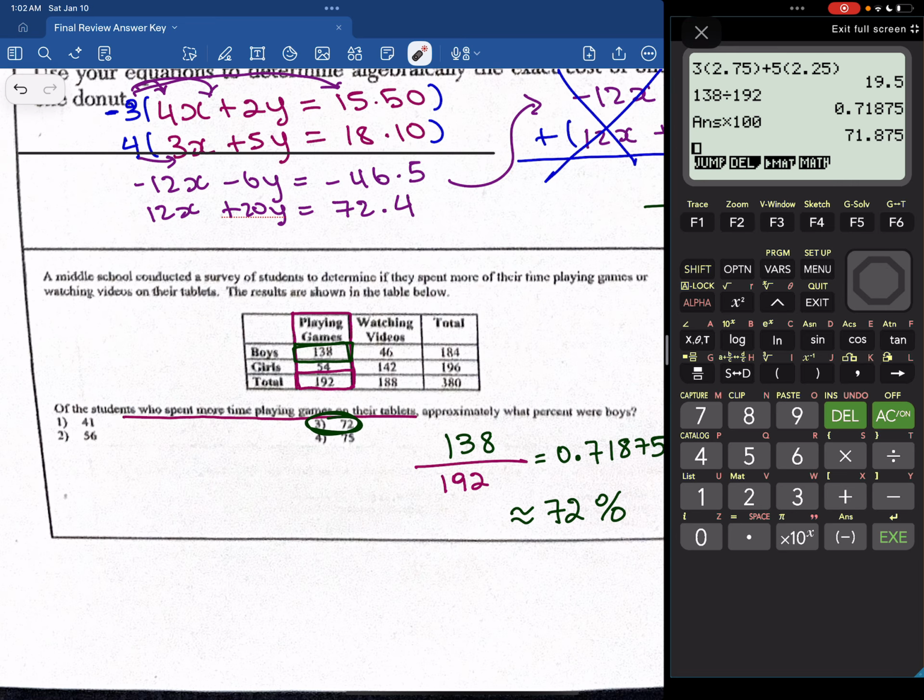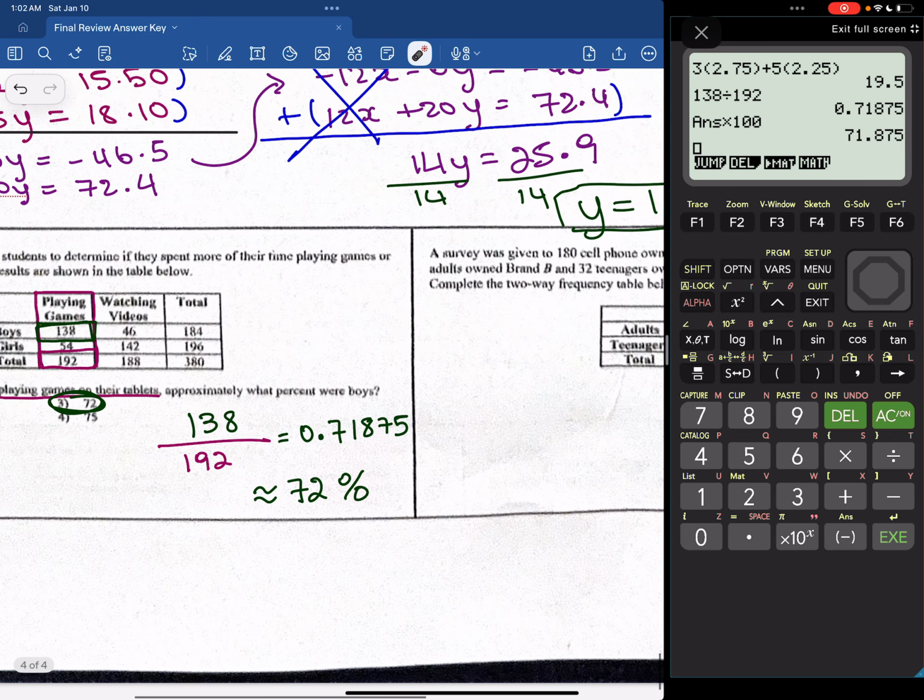So all you have to do for this question, just to recap, they asked us of the students who spent more time playing video games. So you first identify that column that you're being asked to look at, which is playing video games. Identify the total population in there, which is 192, right? The total population becomes your denominator, and then we're asked what percent were boys. So in this column of playing games, there is 138 boys. That goes on top as our numerator. You want to divide those to get your decimal, and then convert that back to a percent. And that is all there is to that question.